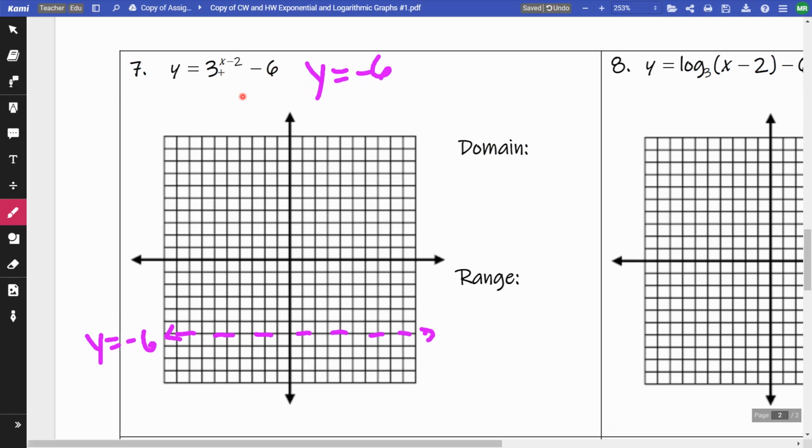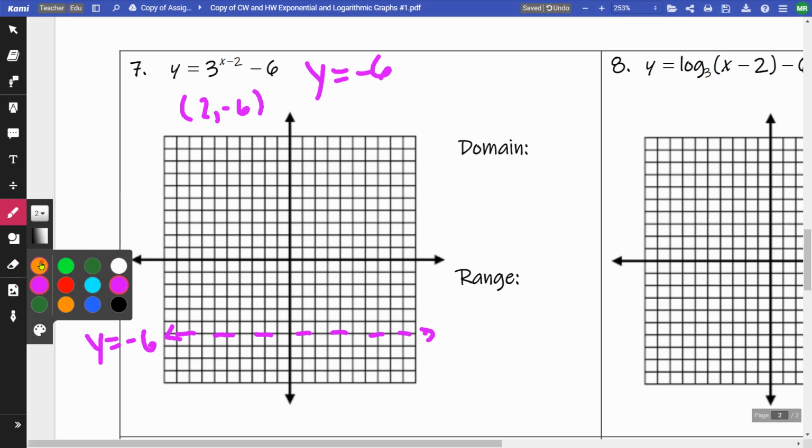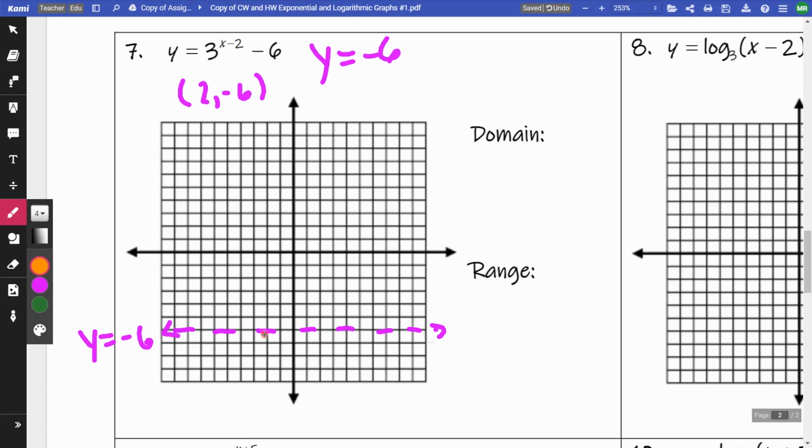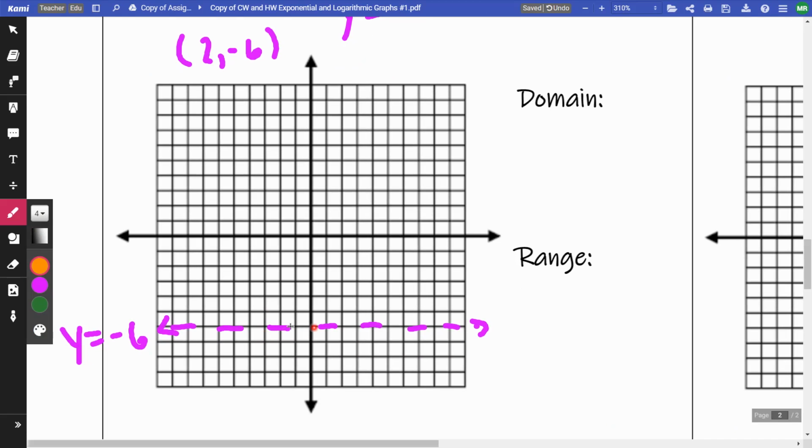And then if I think about what makes this 0, 2, -6, I'm going to be moving to the right 2, down 6. And that's where I'm going to be starting my graph. So down 6, right 2, right here.